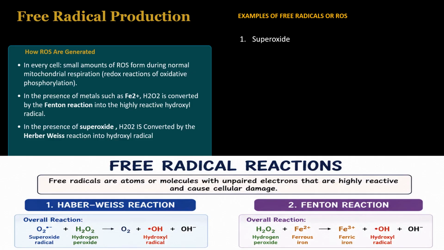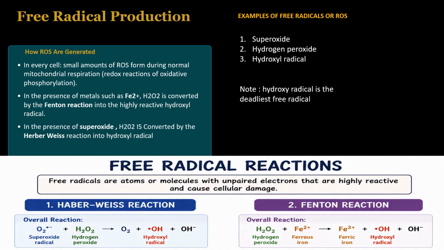As I said, superoxide is one of the free radicals. Hydrogen peroxide is another, and the hydroxyl radical. These are the most common free radicals or reactive oxygen species that we have. But it is also worth mentioning, as I said previously, that the hydroxyl radical is the deadliest and the most powerful free radical.